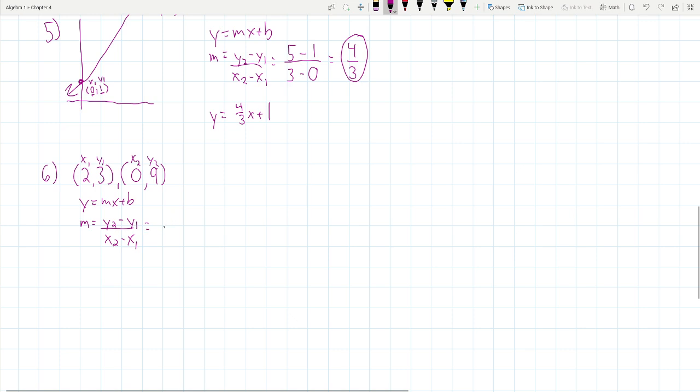So when I plug those in, I get 9 minus 3 over 0 minus 2. And so that leaves me with 6 over negative 2, which reduces down to negative 3. That's my m. So I go y equals, my m is negative 3 x. I look at my ordered pairs and I say, hey, look at that. They gave me 0, 9. When x is 0, what is y? When x is 0, y is 9.